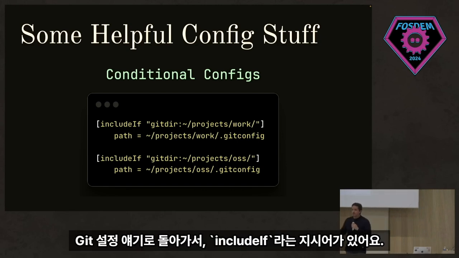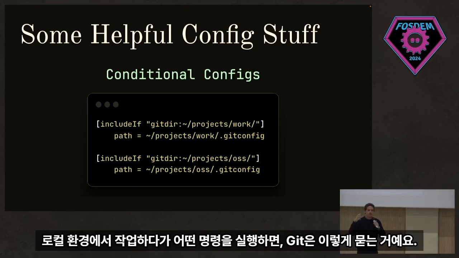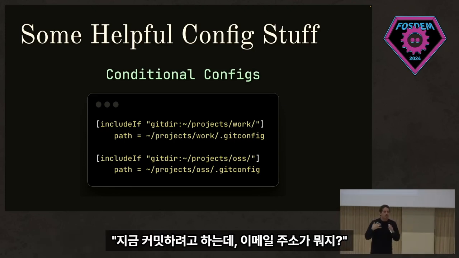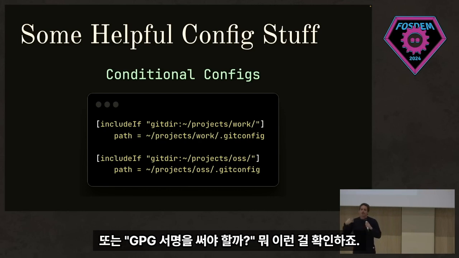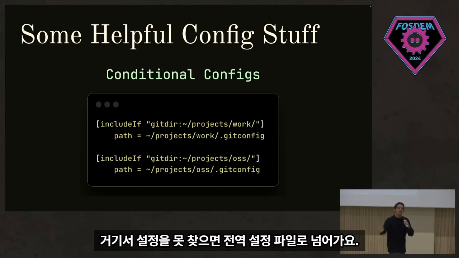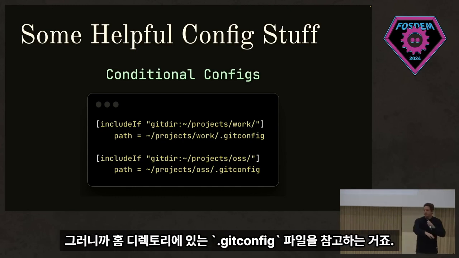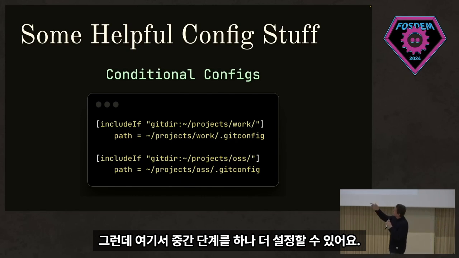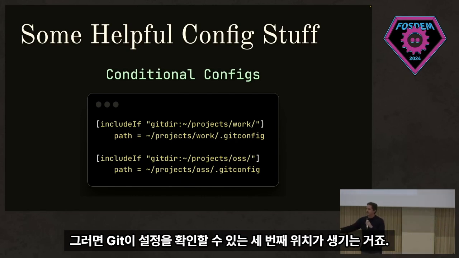Git config. So there's an include if directive. Normally how Git works is you're working in your local stuff and you run something and it needs to say, OK, I'm doing a commit. What's my email address, right? Or should I use GPG signing or something like that? Normally it looks in your local .git/config. And then if it doesn't find a value, it backs up into your global config, the .gitconfig in your home directory. But you can set up something in between, right? So it actually has a third place to look in between those things.